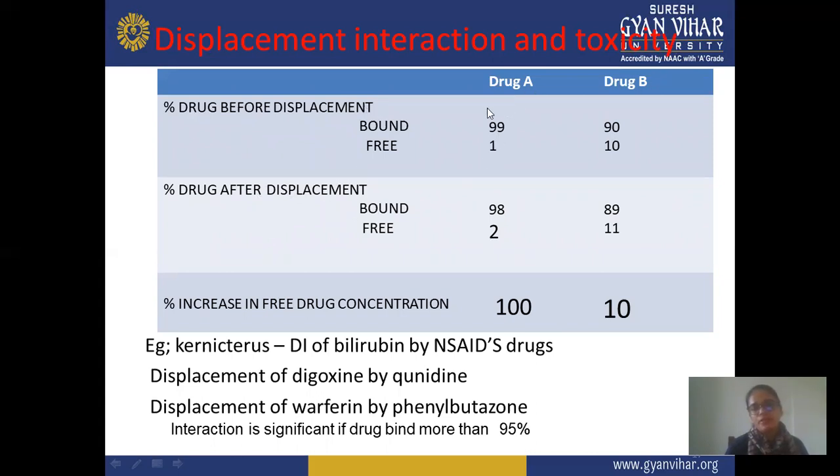And there are two example drugs, drug A and drug B. In case of before displacement, drug A is 99% and drug B is 90%. And in the free form, drug A is only 1% and drug B is only 10%. Means more bound drug is observed before displacement. And next is percent drug after displacement. In this, we calculate for the two drugs, drug A and drug B. In this, bound drug A is 98% and drug B is 89%.